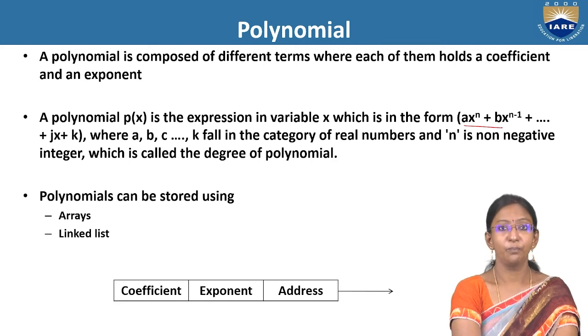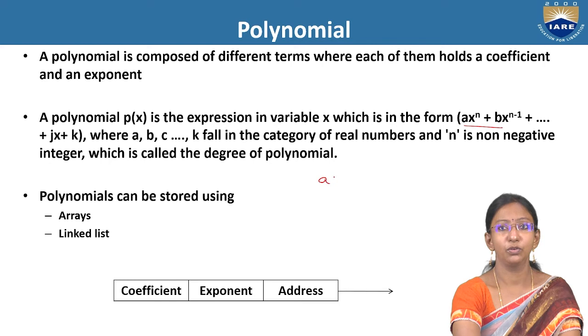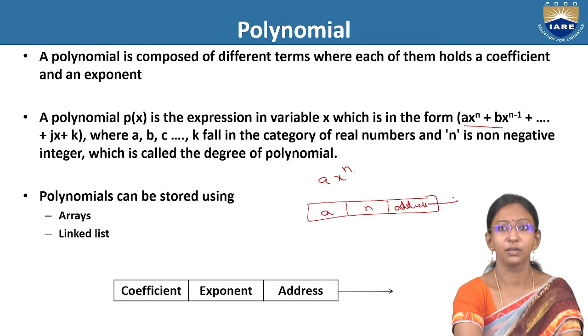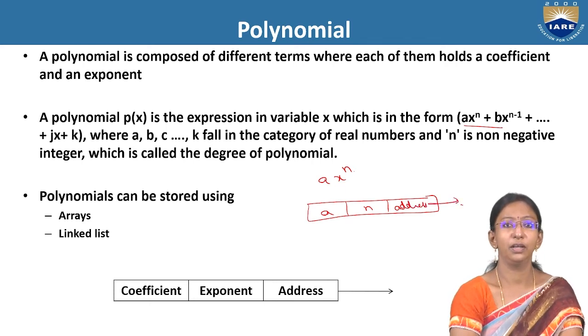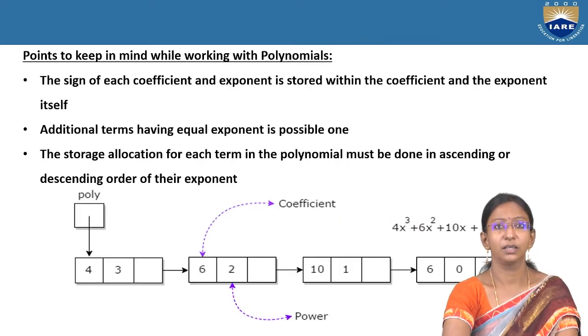Then we have to store it. So in this case, when you are working with a polynomial in a single linked list, the node will have three parts now: the coefficient part, the exponent part, and the address part. For example, if I want to store a x^n, the coefficient is a, the exponent is n, and this is the address of the next node. So this will be the structure, right? So polynomials will be implemented using a single linked list.